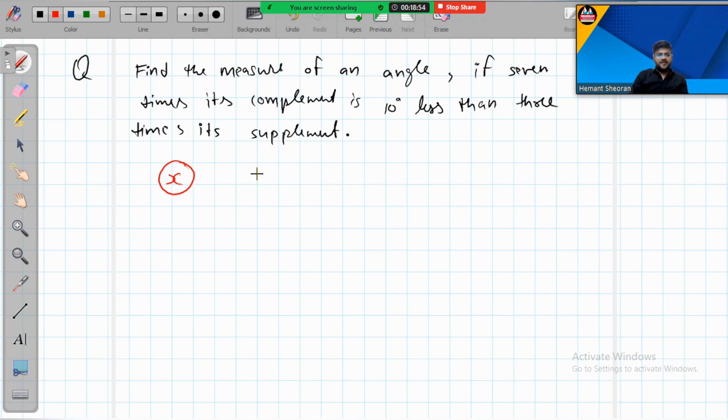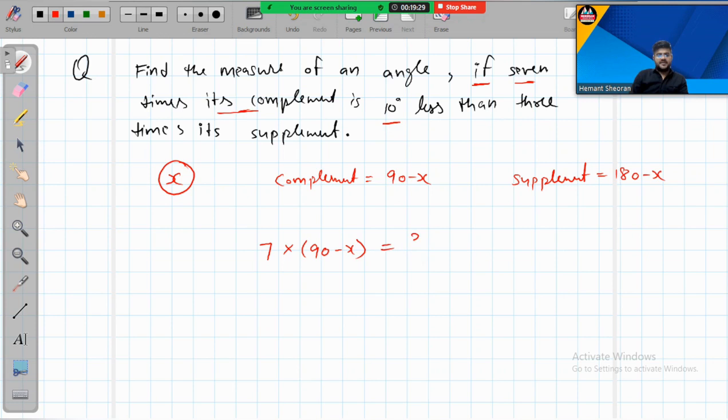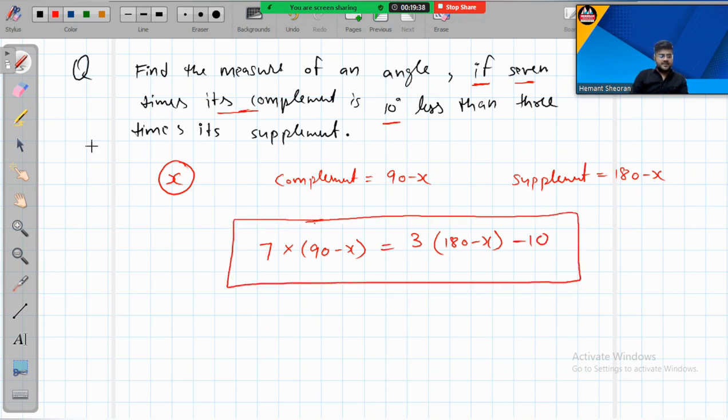Then I will write down its complement. What is the complement of this angle? 90 minus x. Then its supplement, which is 180 minus x. Now we will follow the condition. He said 7 times its complement, so 7 times 90 minus x will be equal to 10 degree less than 3 times its supplement, so 3 times 180 minus x, and then you subtract 10 from it. This is the statement that he said.